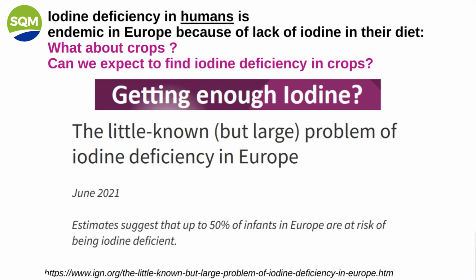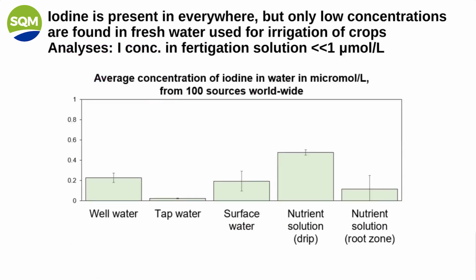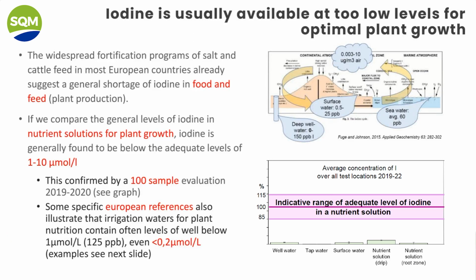So what about crops? Can we also expect to find iodine deficiency in crops? Of course, we set out to find out. This picture represents the average value of iodine in different types of water collected from more than 100 agricultural production farms worldwide. We collected well water, tap water, surface water, and the nutrient solution. And you see that on average in these samples, there's less than 1 micromole of iodine per liter. In many of these samples, the level was below 0.2 micromole per liter, which, as you saw, was the lowest dose in the Arabidopsis experiment. So this is a problem, but is there also a solution? For that, I give the floor to Koen.